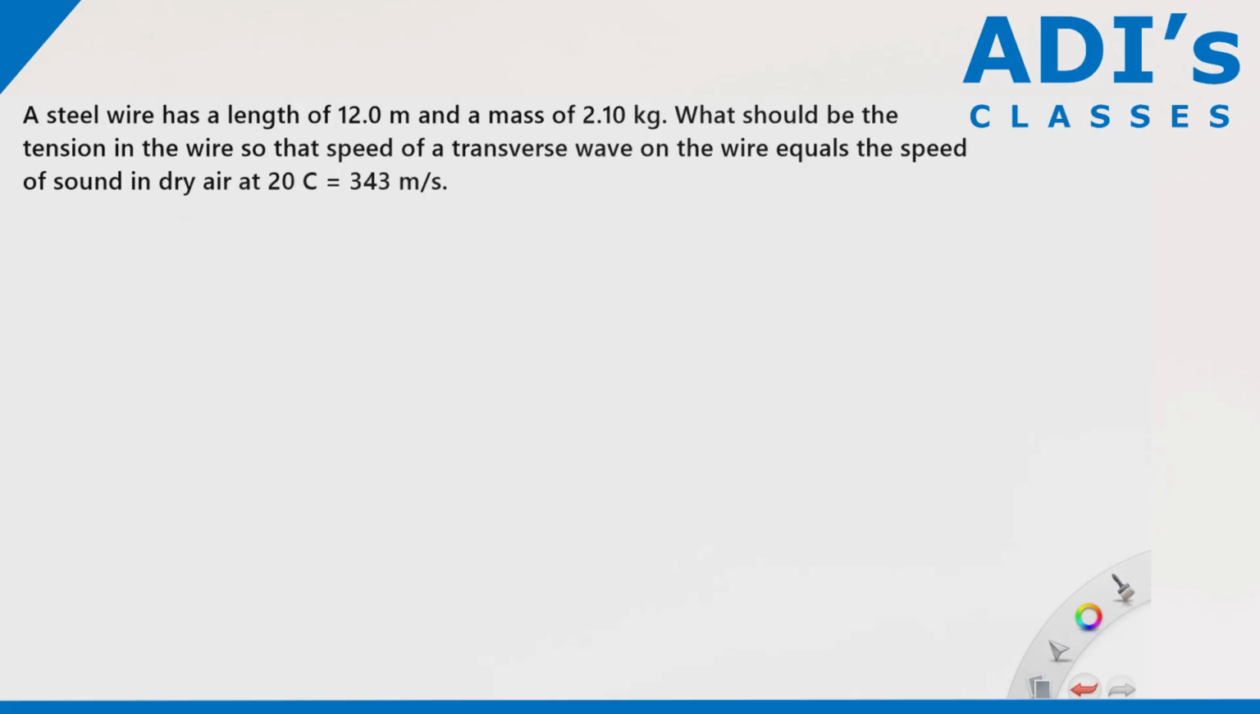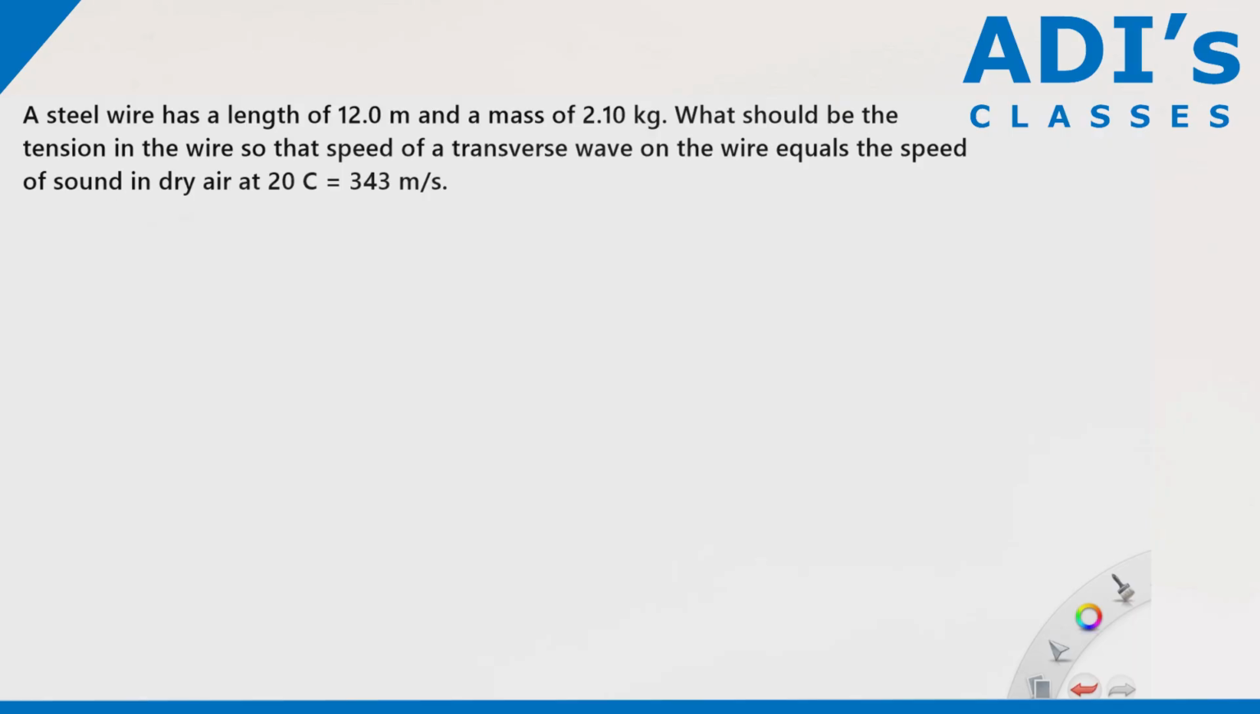Again, the same formula. Whatever type of problem you did in the previous case, it's the same formula, same logic, no change. But instead of asking what is the time taken to travel, in this case they are asking you what has to be the tension, correct? The T value is what they are asking.